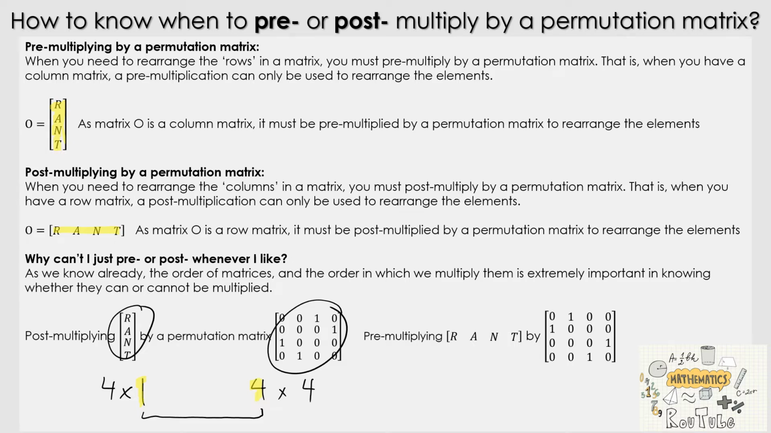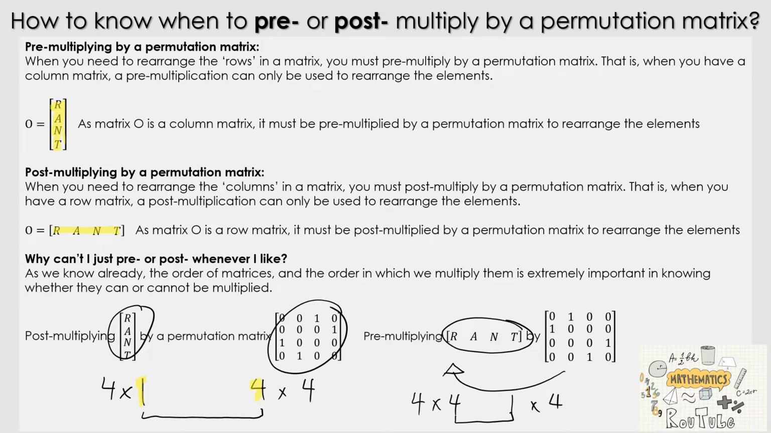So let's try and pre-multiply rand as a row matrix by the permutation matrix. If we're pre-multiplying, that means the permutation matrix is going to come first. So the order of that is going to be 4 by 4, and then the order of rand, this one here that I've just circled as a row matrix, is going to be a 1 by 4. And once again, we can see those middle values being 4 and 1. So the number of columns in the permutation matrix is not equal to the number of rows in that row matrix rand. Therefore, that is why we cannot multiply them.